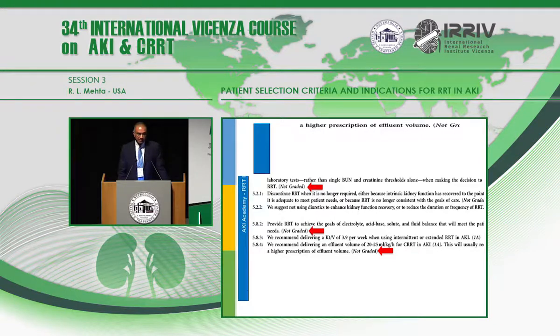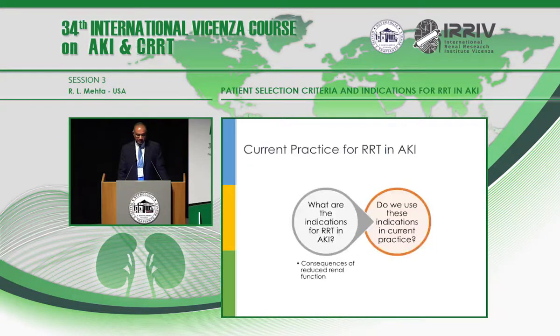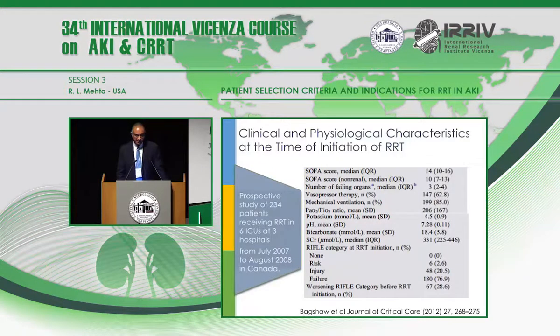Digo and are generally followed by most people. I think that one of the things to ask is, do we use these indications in current practice? And this is a very nice article from Sean's group published a few years ago where they looked at 6 ICUs at 3 different hospitals and looked at the patients who received RRT.